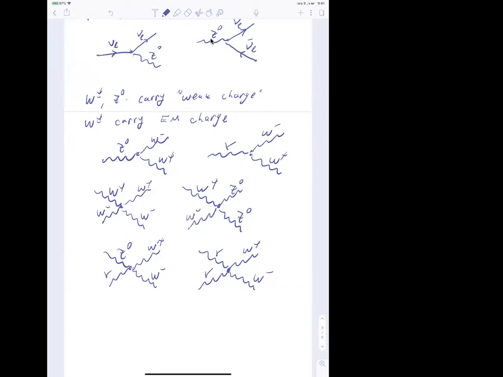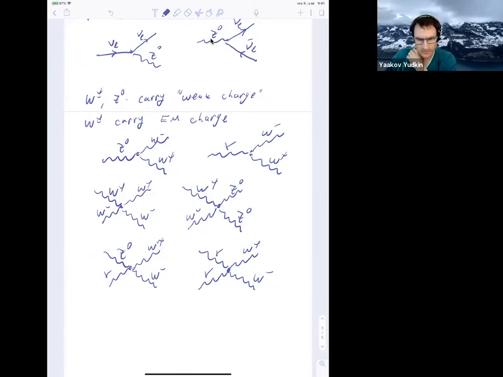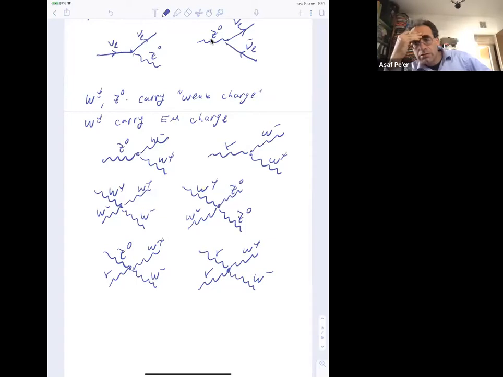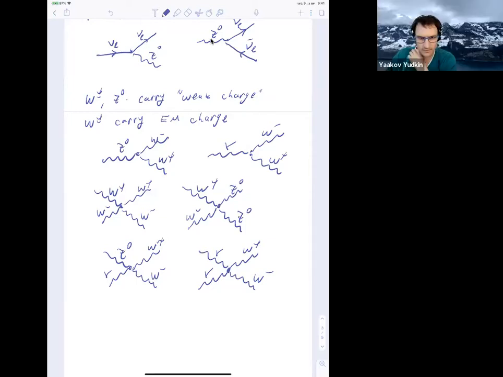I also have a question about these diagrams. The first one, yeah. Doesn't that violate energy momentum? No. Because I mean, it says Z0 is at rest. There is no rest.